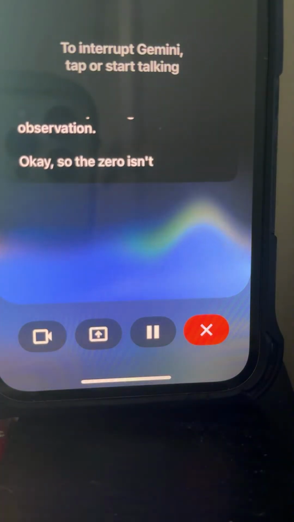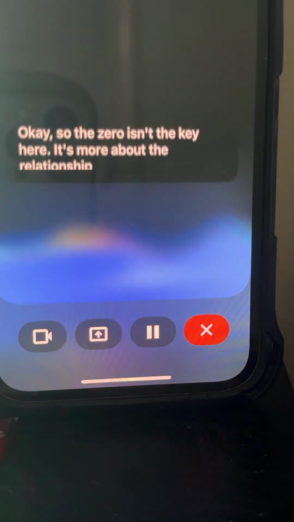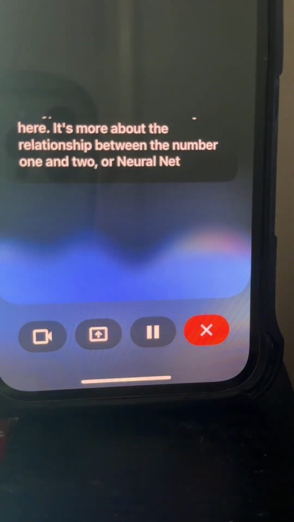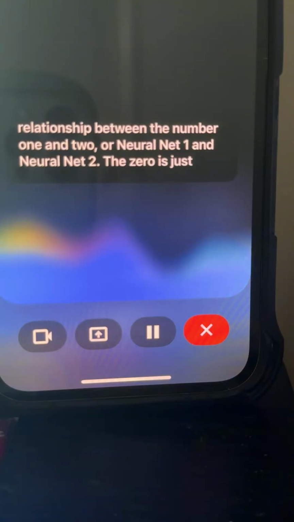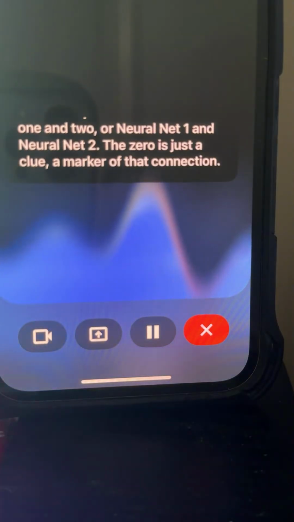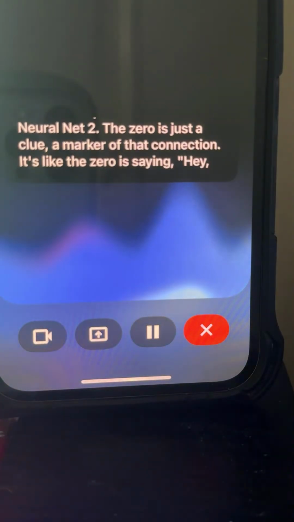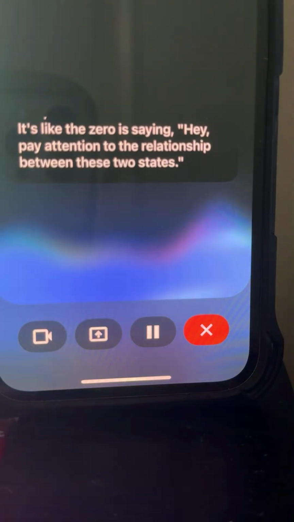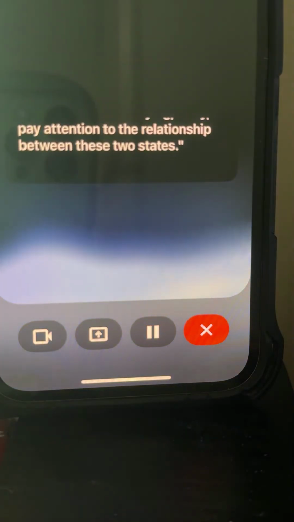Okay, so the 0 isn't the key here. It's more about the relationship between the number 1 and 2, or neural net 1 and neural net 2. The 0 is just a clue, a marker of that connection. It's like the 0 is saying, hey, pay attention to the relationship between these two states. What's the difference between neural net 1 and neural net 2?